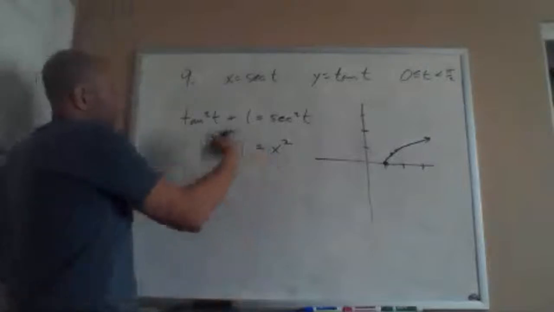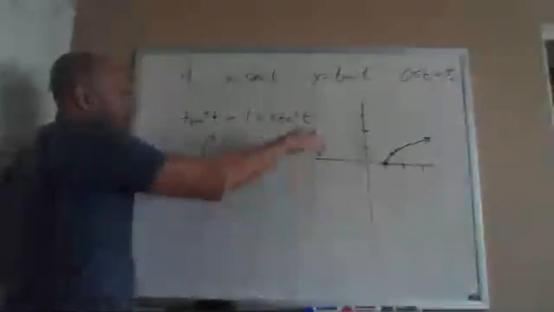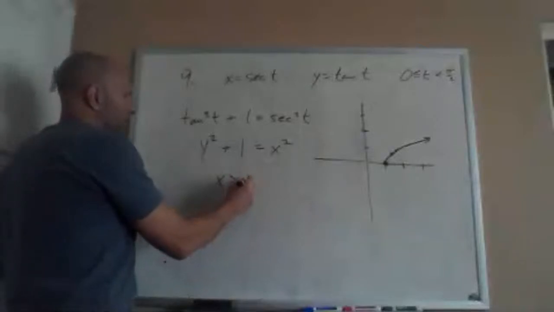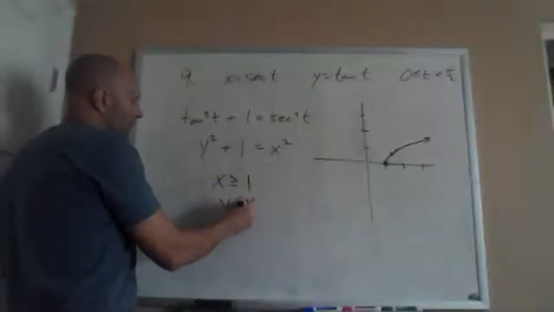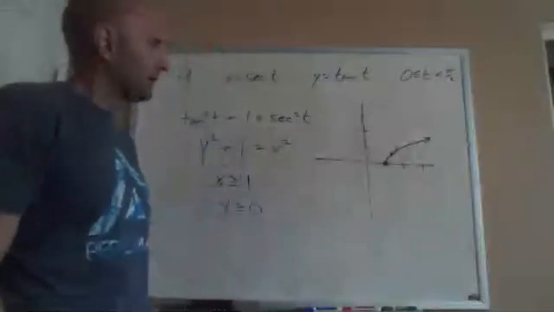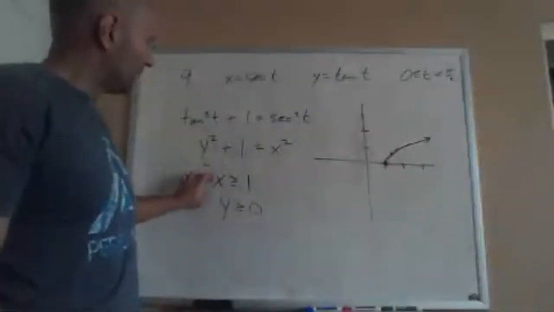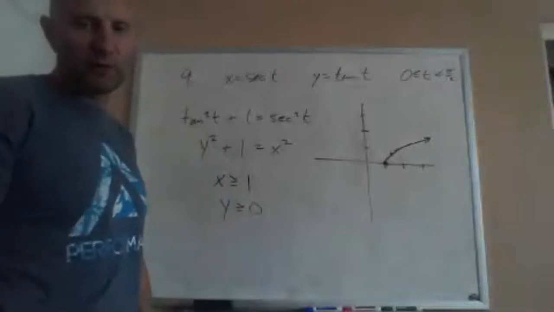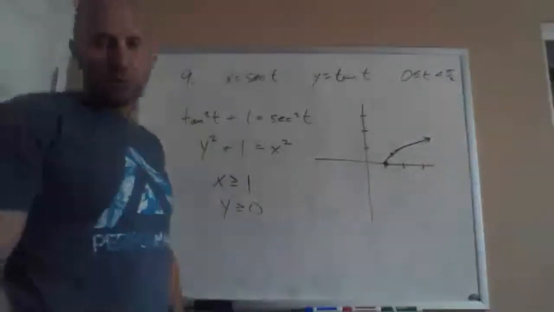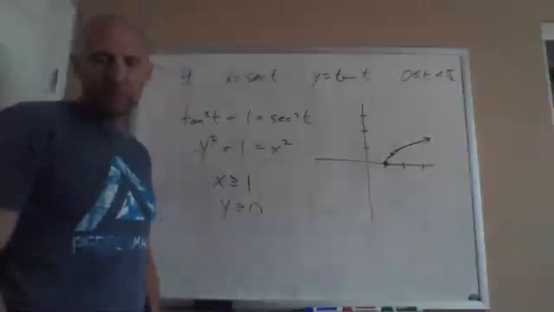So then, again, you can pretty much leave it there, but we have to put in our restrictions, which is what? X again is greater than or equal to 1. Y again is greater than or equal to 0. Because this one would actually give us what's called a hyperbola, but it's only one little piece of the hyperbola. So we want to restrict it to just x is greater than 1, y is greater than 0. Questions on that guy?